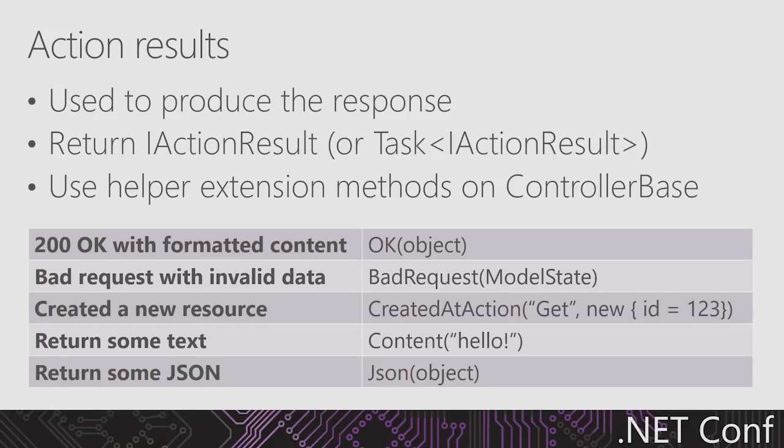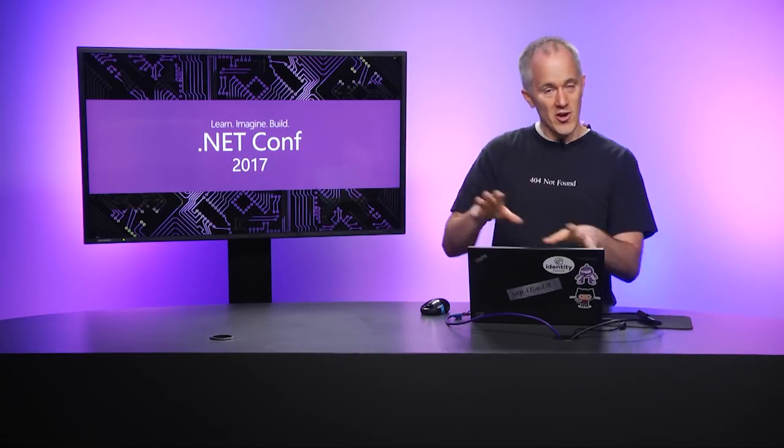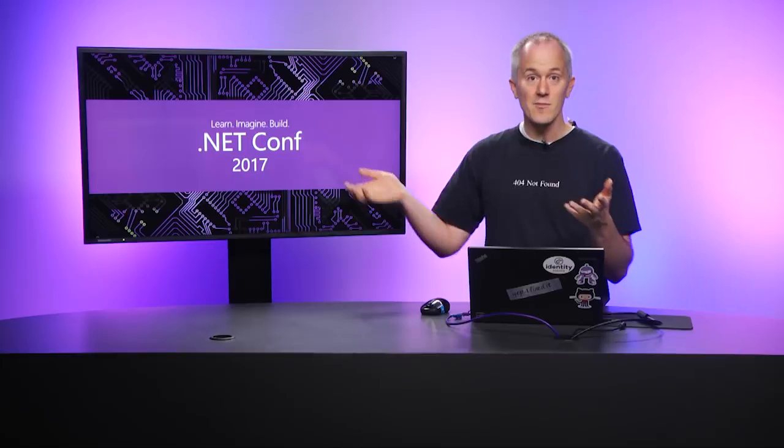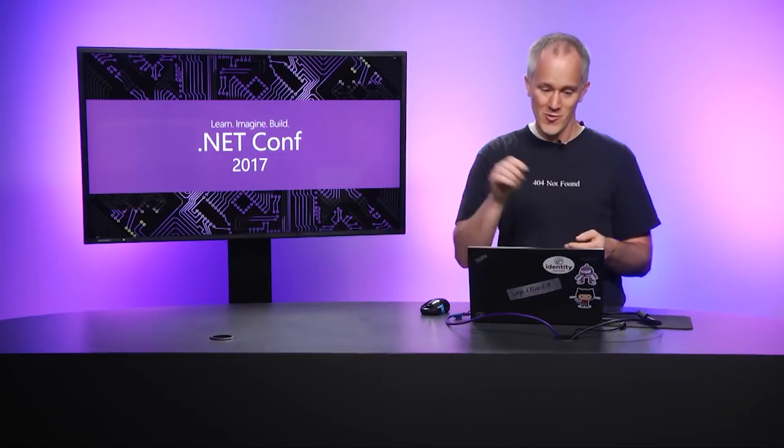So for example, if you just want to return a 200 OK from a get action that has some formatted data in the response, you can just return Ok, and then specify the object that you want to be formatted in the response. If you have a bad request with some invalid data, you can just return BadRequest and pass in the model state, and that will automatically get serialized into the response so you can see what the model error was. That sounds useful.